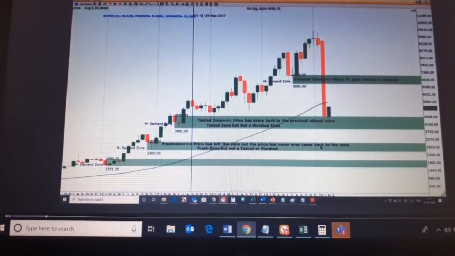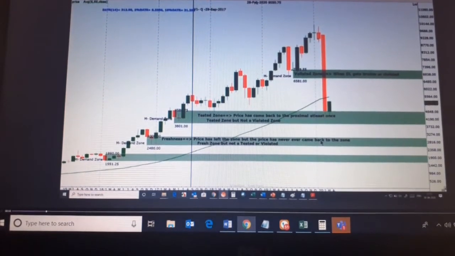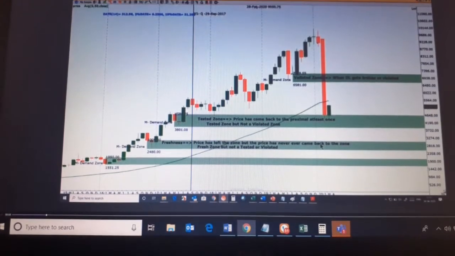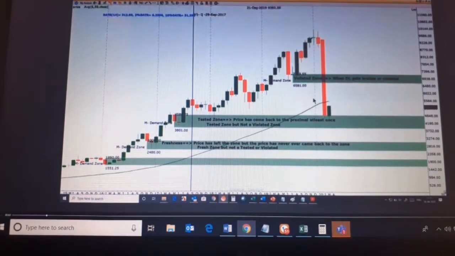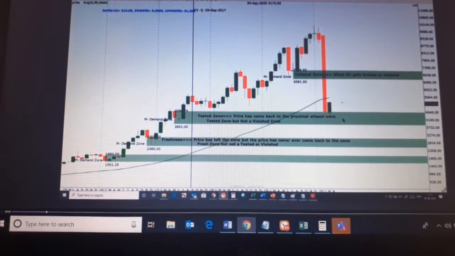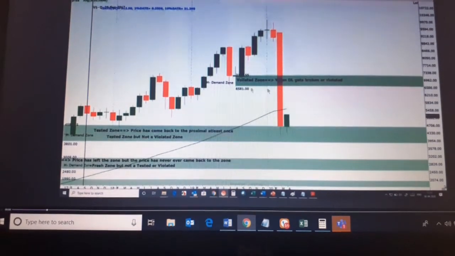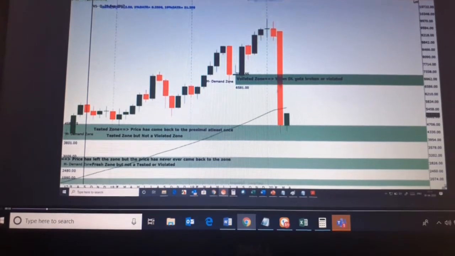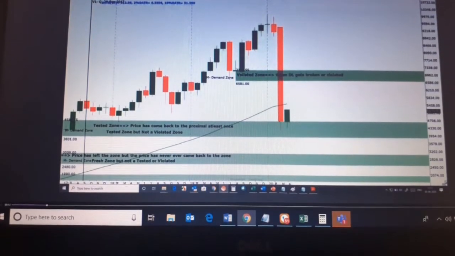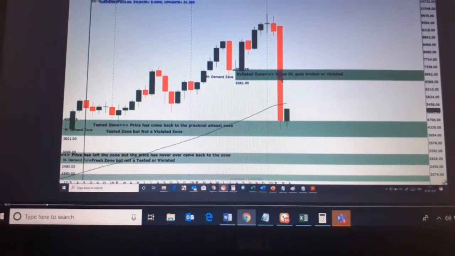Distal cross, distal is violated. Deepak, crossing the distal is a violation. Okay, crossing the distal is a violation. See, can you see that the price has crossed the distal line over here, so this is violated.